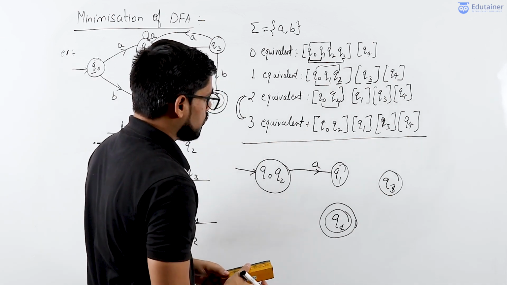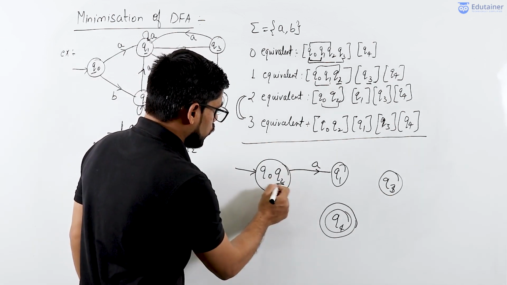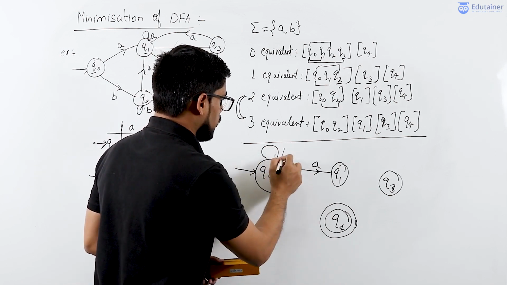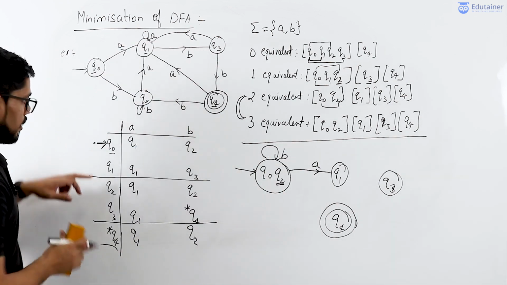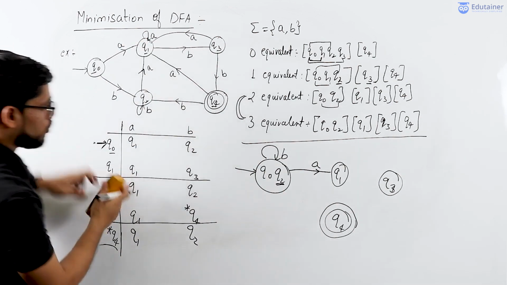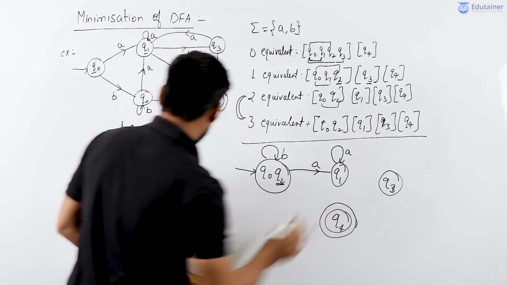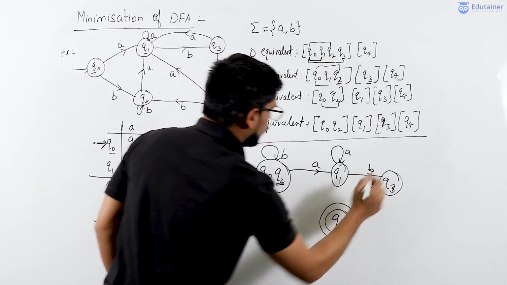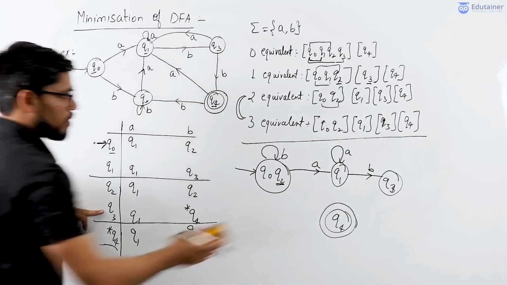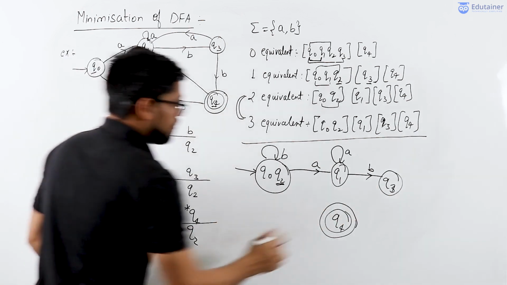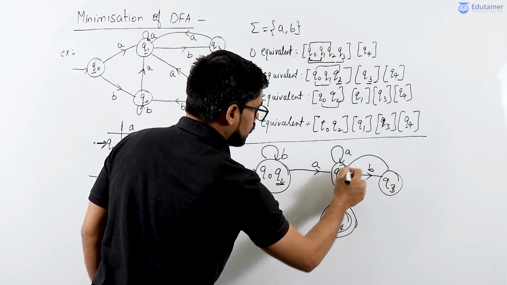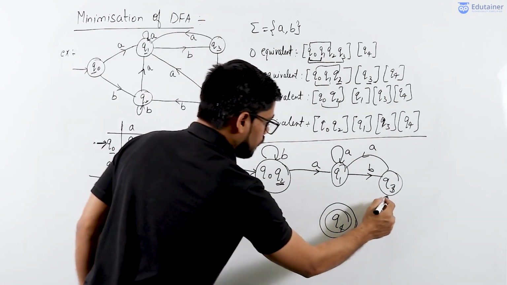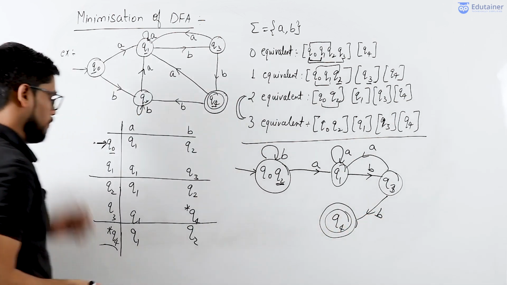On small b it will go to Q2. Q2 means the same, so here I will take a loop. Similarly, Q1 on small a will go to Q1 itself, and on small b it will go to Q3. Similarly, the Q3 state on small a will go to Q1, and on small b it will go to Q4.